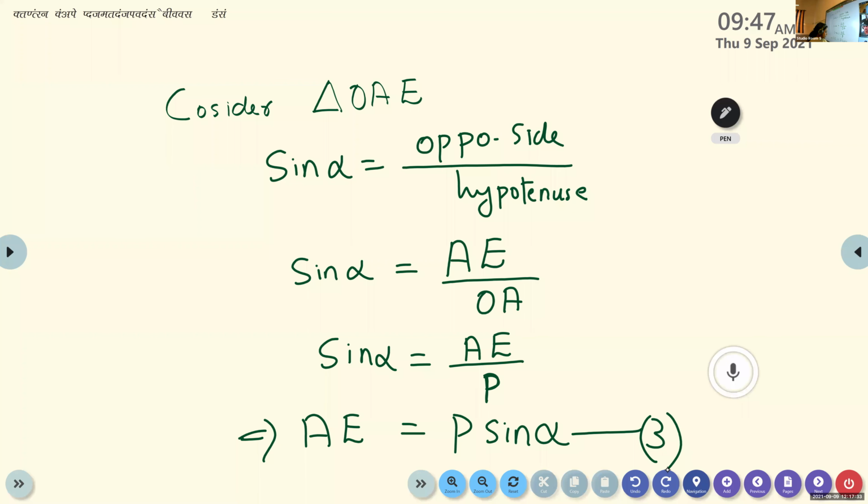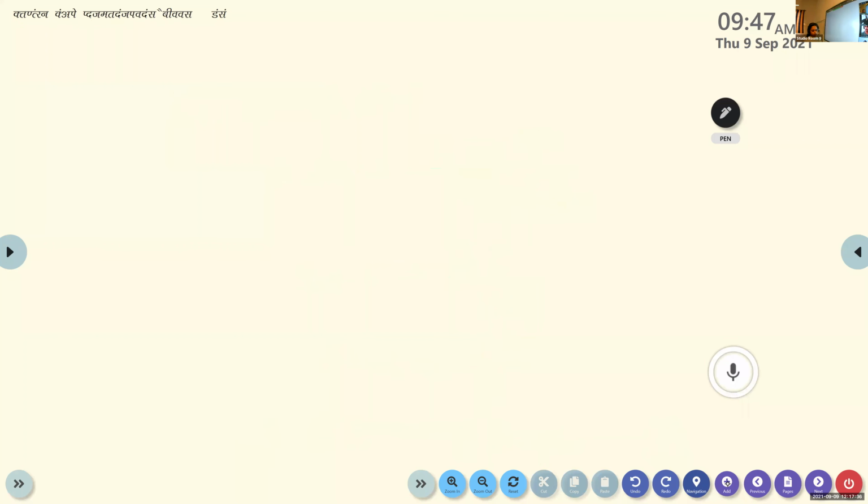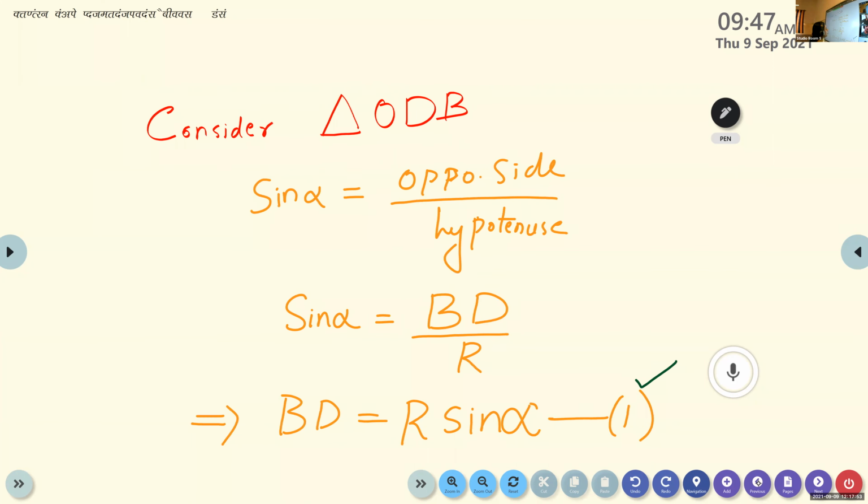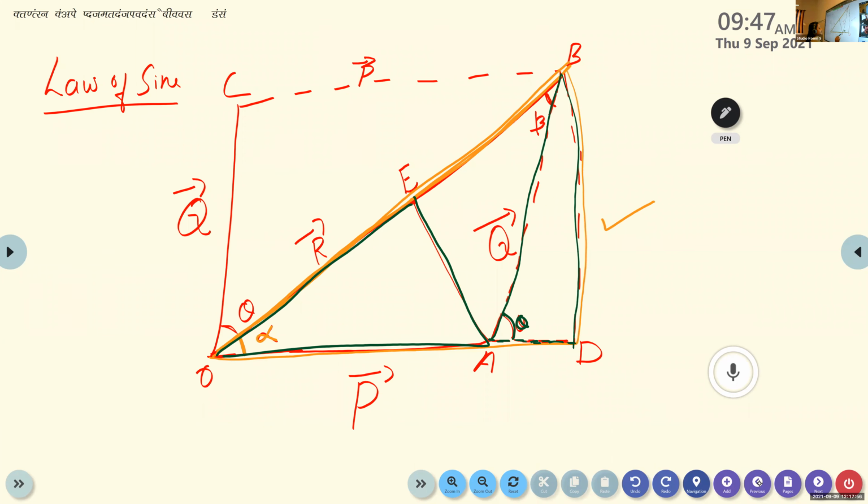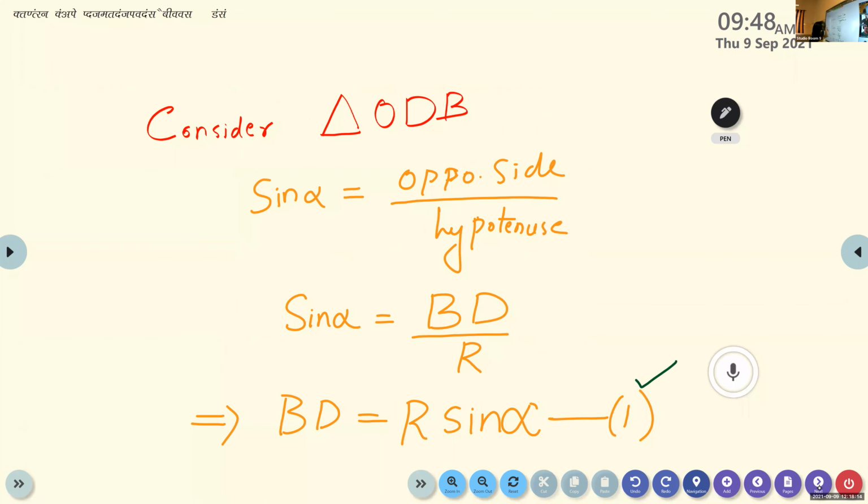Here we want to consider one more triangle. What is that? Triangle ABE. Consider the triangle ABE, the next inner triangle. Which angle is present here? Beta. So here we calculate all the sine angles, and we want to calculate sine beta.